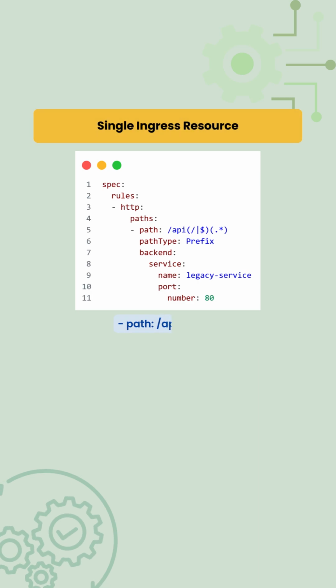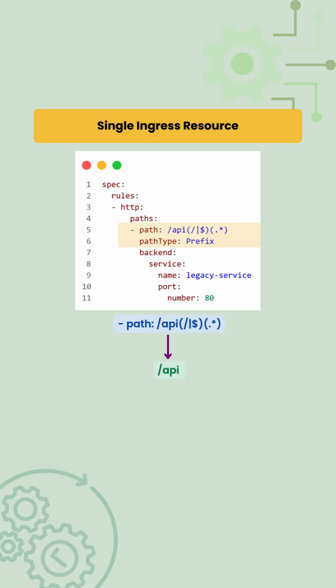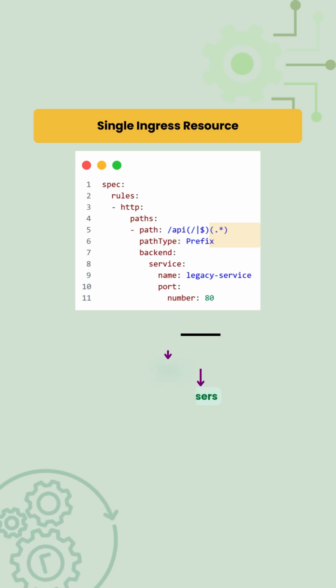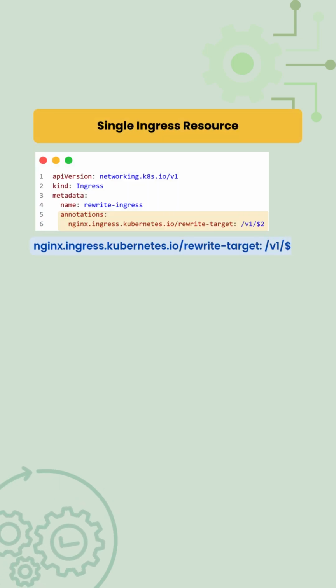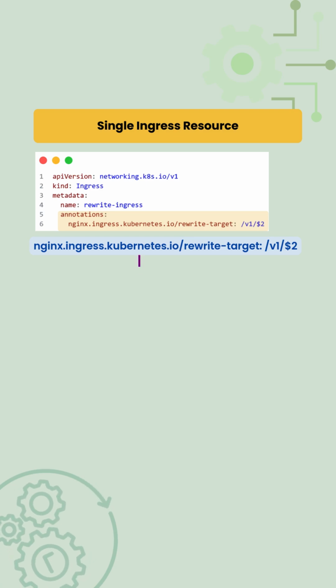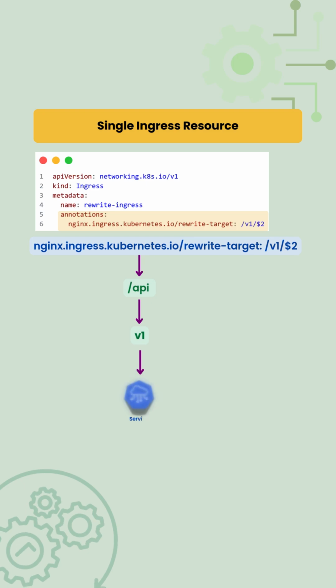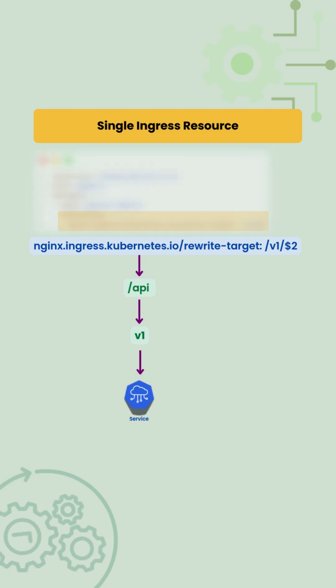The path is defined in a way that matches any request starting with /api and captures everything after it. The annotation rewrite-target /v1$2 rewrites the request path so that requests starting with /api are rewritten to /v1 before being forwarded to the backend service.